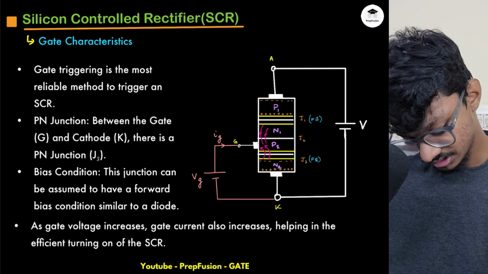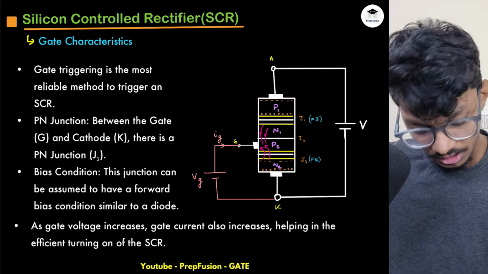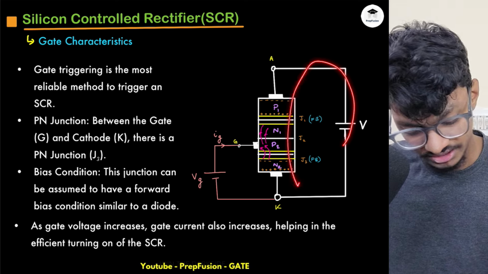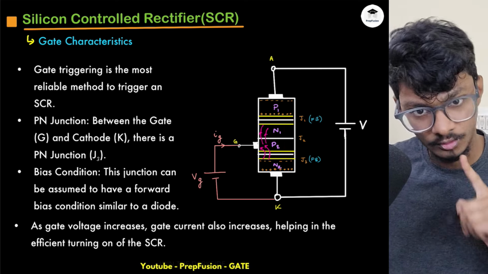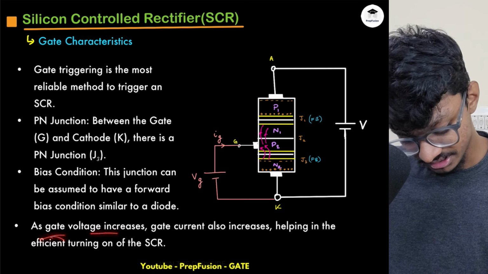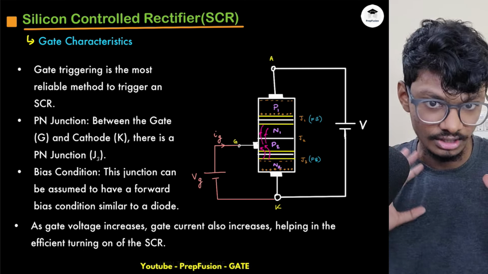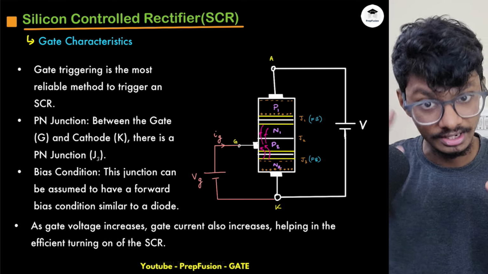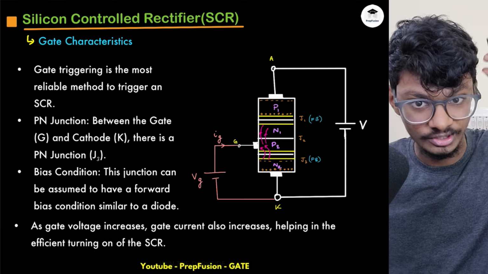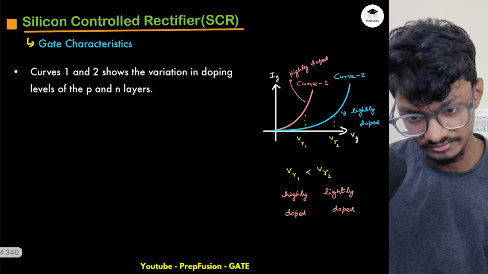So obviously this is a forward bias condition. The junction can be assumed to have forward bias condition similar to the diode, because a forward voltage is applied and this junction was previously forward biased already in the forward blocking stage. I've already explained. And as gate voltage increases, the gate current also increases, similar to a diode, right? When the diode is forward biased, if I increase the voltage, then the current will also increase, helping in the efficient turning on of the SCR. As the current increases exponentially, hence the SCR will turn on very efficiently. This has been explained previously.